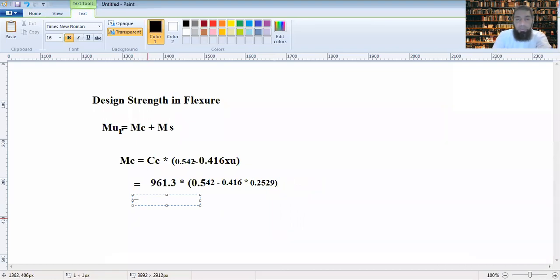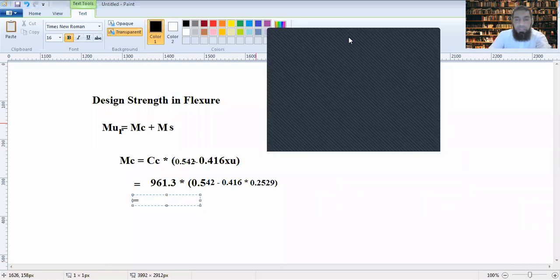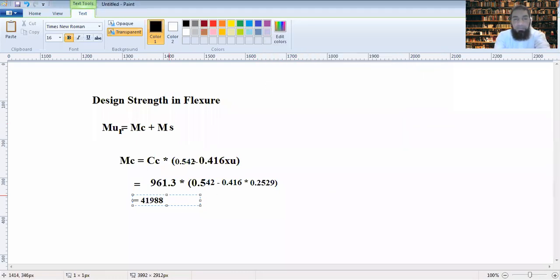Then this total would be 961.3 into 10 raised power 3, into 0.542 minus 0.416 into 0.2529. That comes to 961.3 into 1000, that's 419889 newton meter. That's 419.88 kilonewton meter.